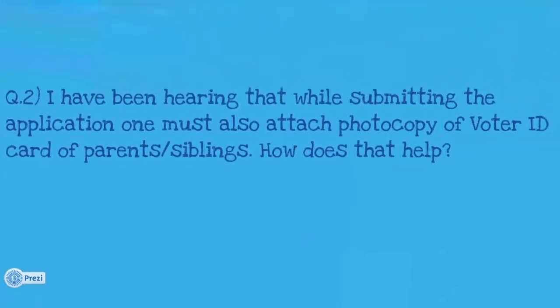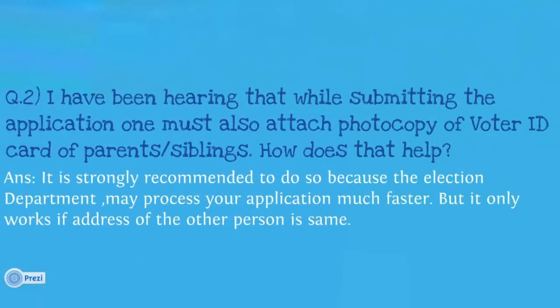I have been hearing that while submitting the application, one must also attach a photocopy of the voter ID card of parents or siblings. How does that help? It is strongly recommended to do so because the election department may process your application much faster, but it only works if the address of the other person is the same.